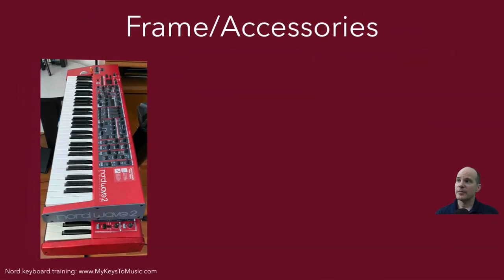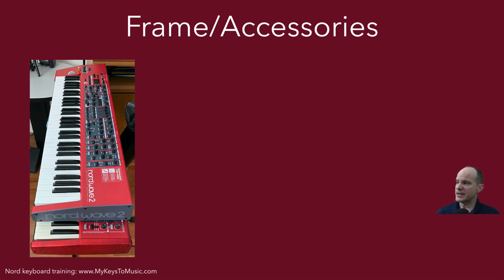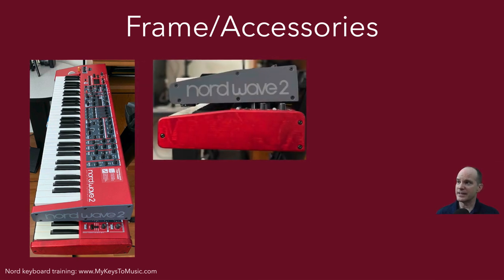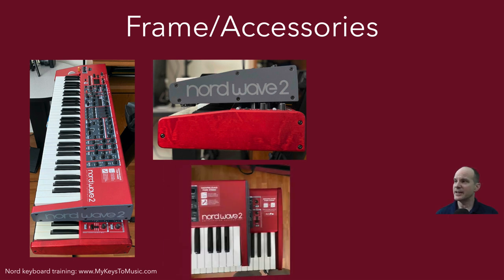All right, now let's talk about the frame and the accessories. The frame looks a little bit like this. The Wave 2 has a side panel, which I believe is metal, and it has the nice Nord Wave 2 label there. The Stage 3 has a nice actual wood siding, so in my opinion, the Stage 3 is a little bit more elegant, a little bit more, dare I say, classy, whereas the Wave 2 is perhaps a little bit more modern-looking and more synth-like in that respect, and I'm sure this is by design.